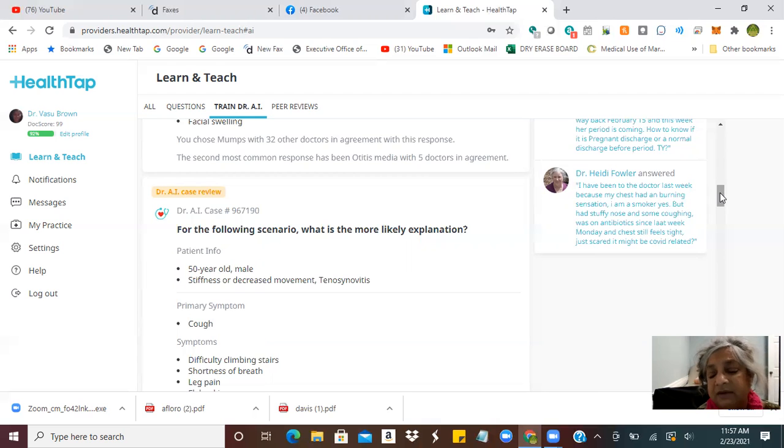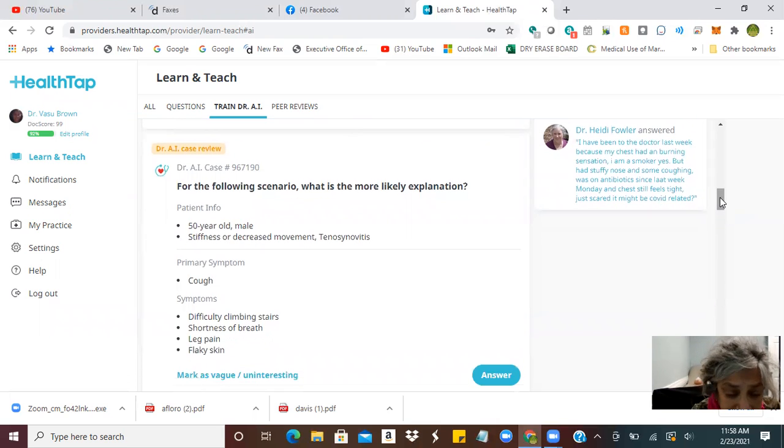synovitis. So some sort of heavy metal toxicity. So I would suspect fillings in the mouth or some sort of a difficulty. And he has cough, difficulty climbing stairs, shortness of breath, leg pain, flaky skin. So flaky skin is seborrheic dermatitis in addition. So seborrheic dermatitis is because his hygiene was not doing very well. Leg pain, shortness of breath.